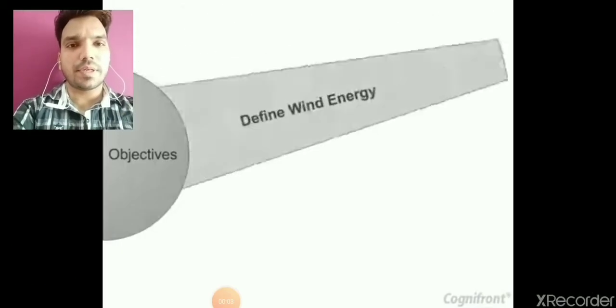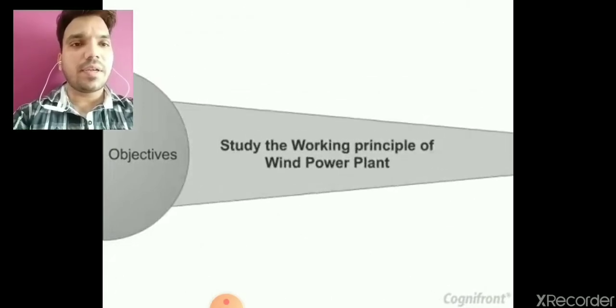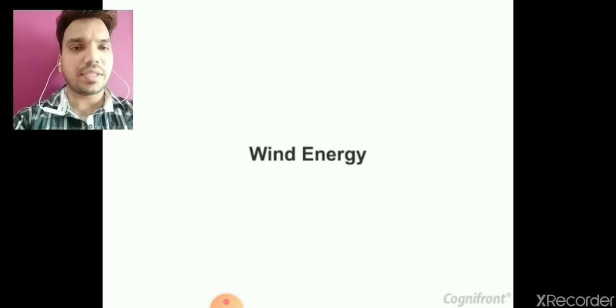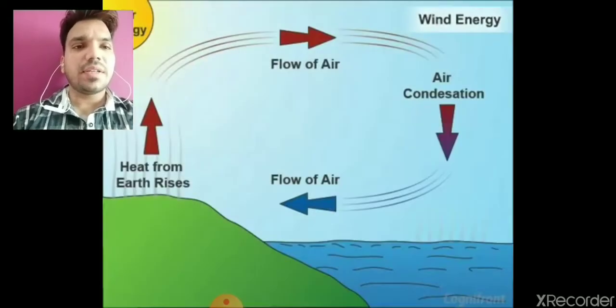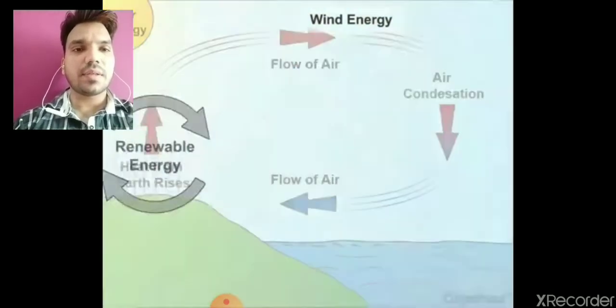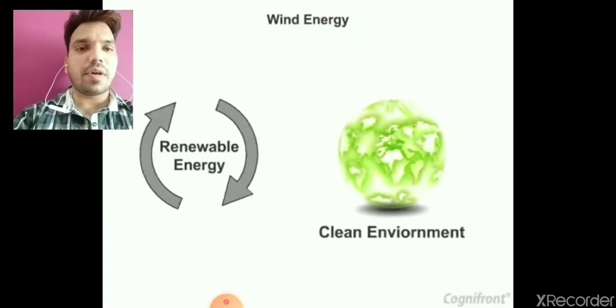Good morning, students. In this video, we will define and study the working principle of a wind power plant and learn the application of wind energy. Wind energy is a form of solar energy, which is produced because of uneven heating of the earth by the sun. It is a renewable energy source and keeps the environment clean.